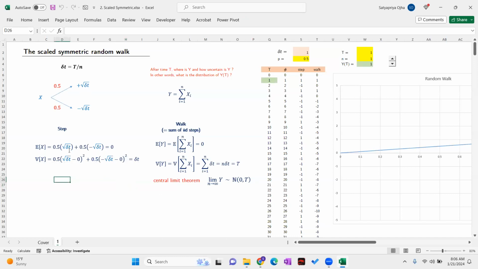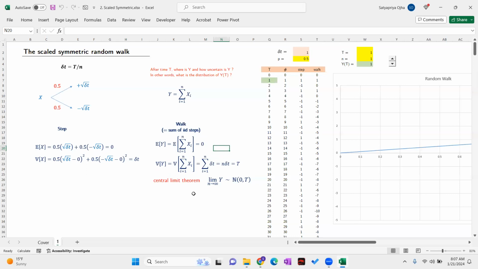Now, the expectation is 0, and the variance is delta t, which is the time interval, or you can say time step. The more steps you choose, the smaller delta t will get, because it is capital T divided by N, and T is fixed. Let's say T is 1 year. The number of steps I can change. Now, what happens to the walk? Same equations. The expectation is again 0. On an average, the walk is supposed to be exactly where you started from.